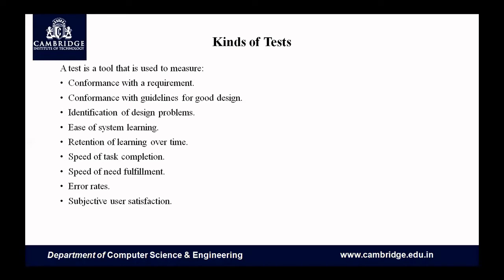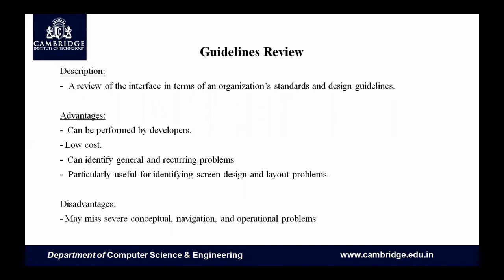What is the speed required? What is the speed of fulfillment? It also tells you the error rates, the error ratio, and the user satisfaction rates will also be known by testing the software or the design that you have done. Now, we have seen so many ways of testing. We are not worried about the ways of testing. First, we will see the review guidelines.